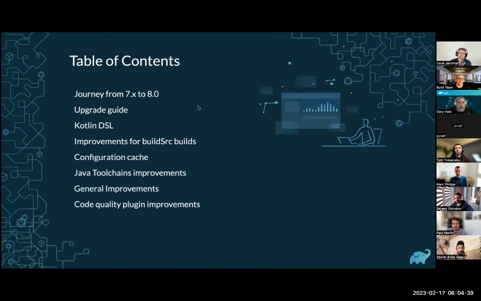So as I said, we'll start with looking at the journey from 7x to 8.0. I should have updated that slide. The upgrade guide will do last. Then we'll go over the different features, the Kotlin DSL, the build source changes, the configuration cache improvements, the Java Toolchain improvements, more general improvements, and then code quality plugin improvements.